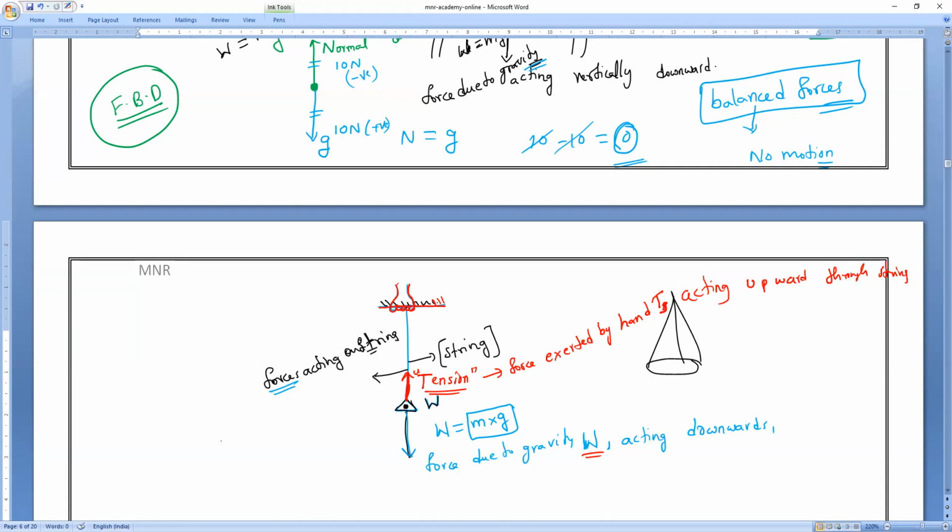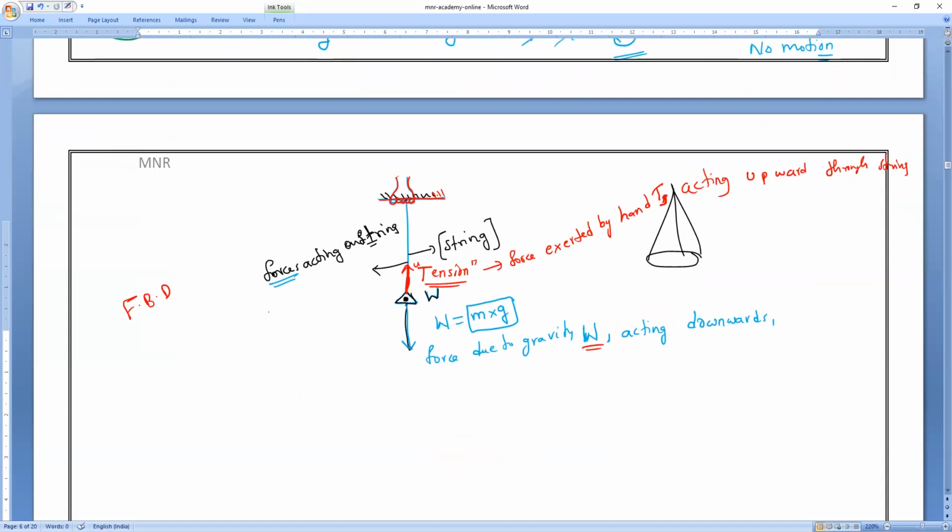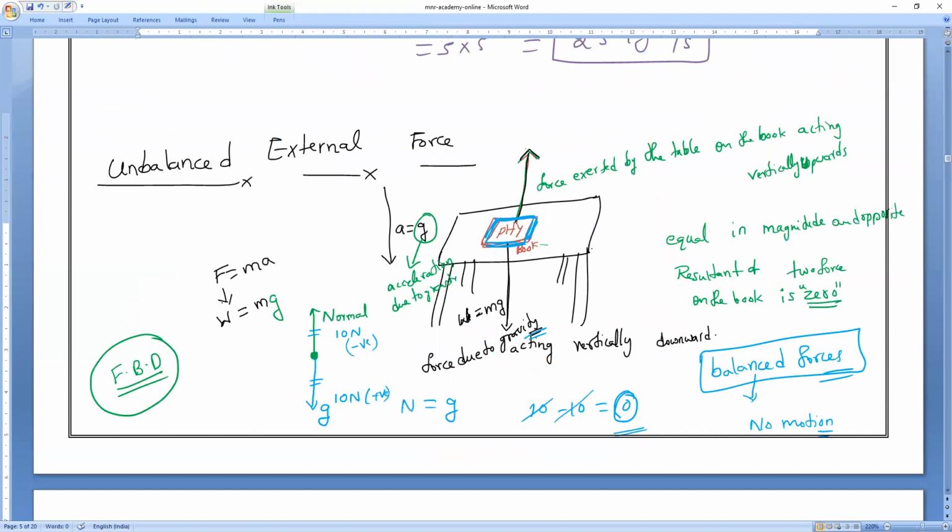So now the same thing is represented in an FBD. What do you mean by FBD? Free body diagram. Sir, one doubt. Then in the previous example, can we say the table has the tension? No, the table does not have it, only the string will have the tension. That is why the force exerted by the table on the book we consider as normal force, N. Clear?